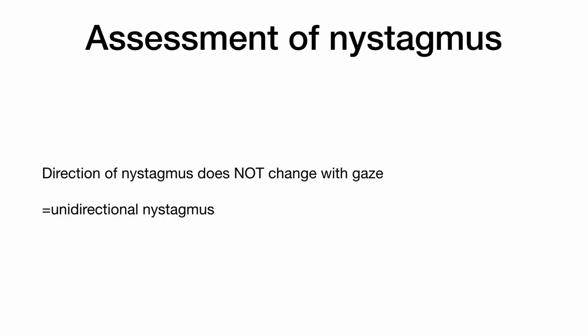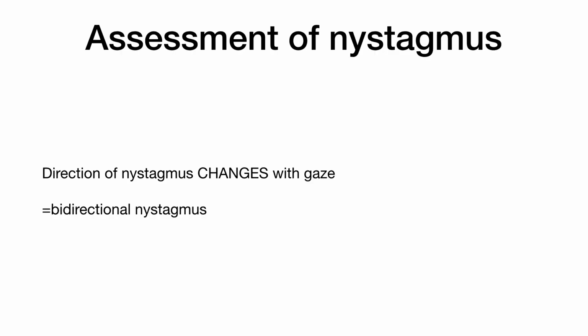When the patient is asked to look to the left, the nystagmus increases both in amplitude and frequency. When he looks to the right, it decreases. It's important to note that the direction of the nystagmus remains the same. That is, the direction of the horizontal nystagmus remains to the left no matter which direction he is looking.